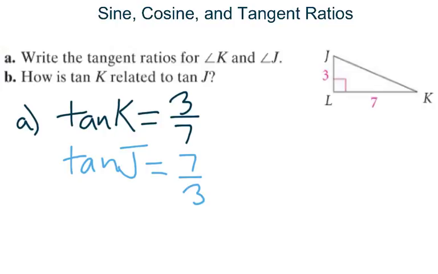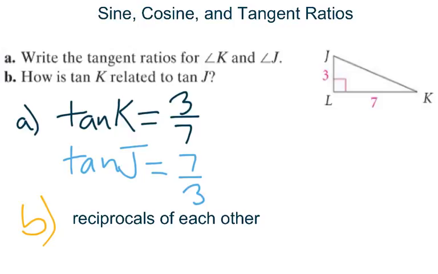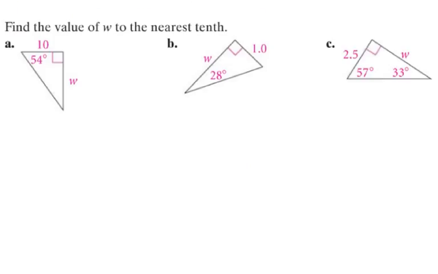Now, it says, how is tan K and tan J related? If you look at both of them, you would see that their answers, or their ratios, are reciprocals of each other. 3/7, 7/3. So the tangents from those two angles will always be reciprocals of each other. Alright, let's look at another one.